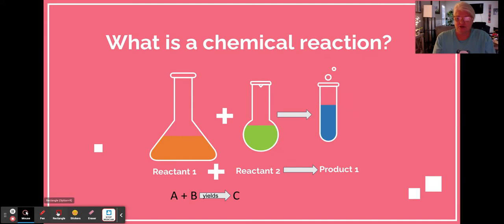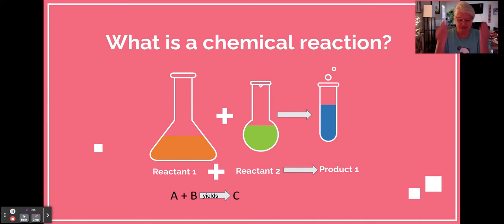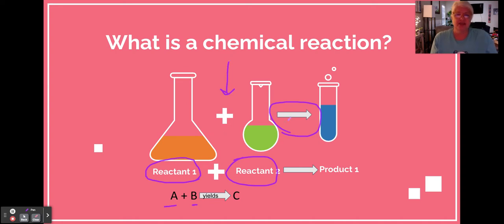So what is a chemical reaction? There are some terms I'm going to want you guys to know. Whenever you have a chemical reaction, you take two things, put them together, and get something totally new. The things that you put together, we call those reactants. So I have reactant 1 and reactant 2. Sometimes you'll see it written as A plus B. Notice there's an arrow here, and a plus sign. The plus indicates what I'm putting together. The arrow indicates that a chemical reaction has occurred.